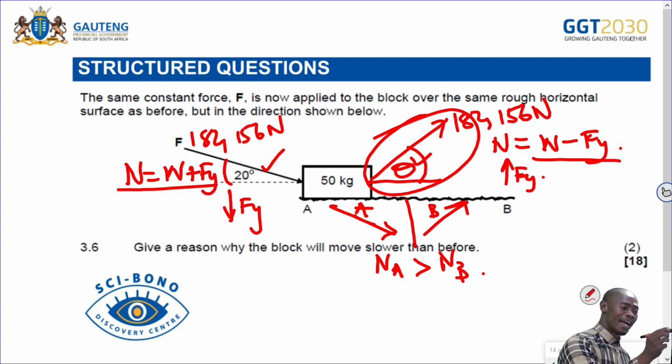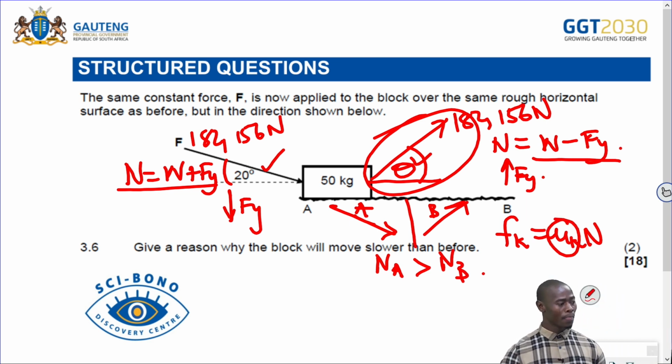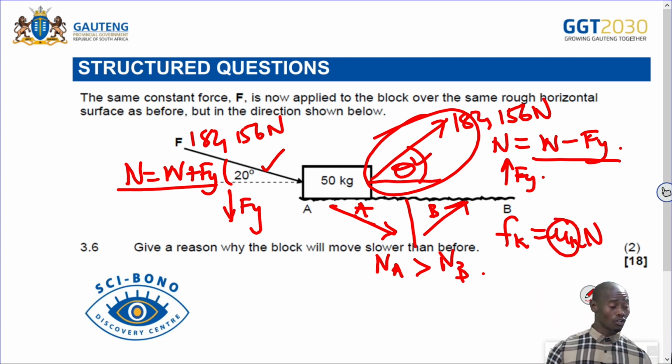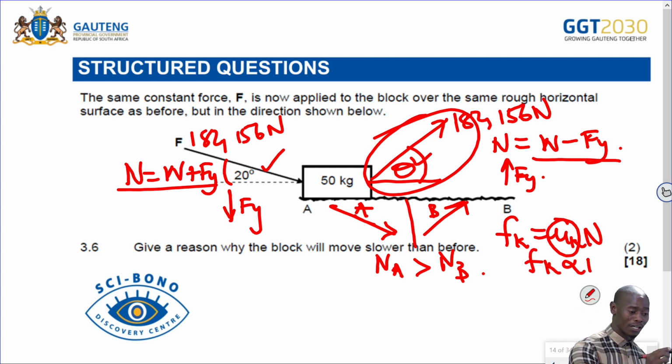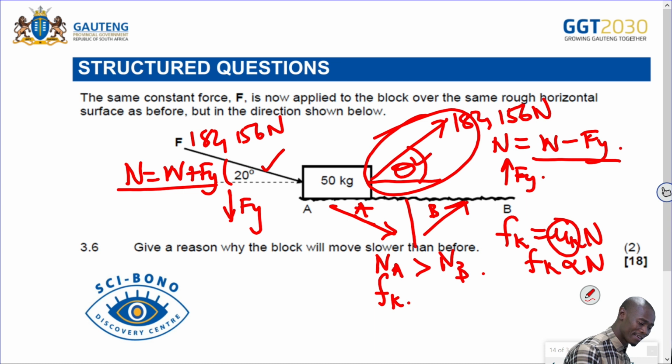Then Fk equals mu K N. What is constant here is the coefficient of kinetic friction. So if the coefficient of kinetic friction is constant, then Fk will be directly proportional to N. So if Fk is directly proportional to N, it means that Fka will be greater than Fkb.